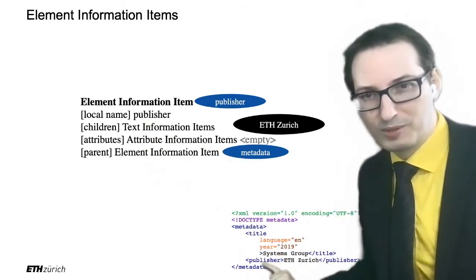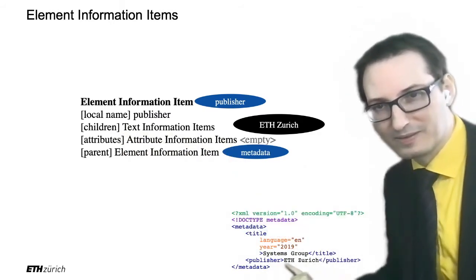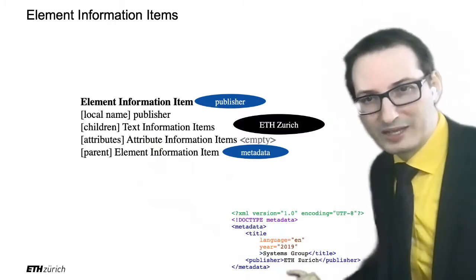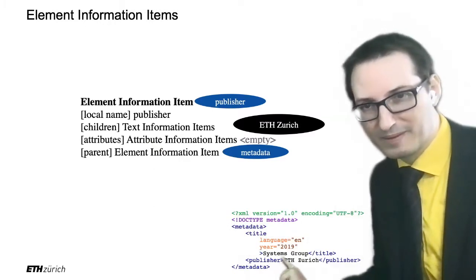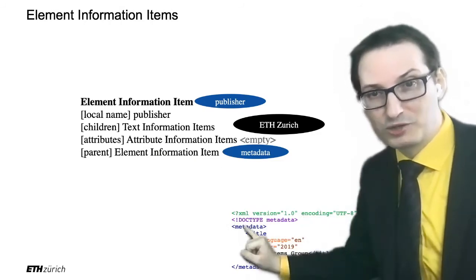So the local name is publisher. The children, well, it's just text, ETH Zurich, right? The attributes, well, there is nothing. There is no attribute there, right? Simply. And the parent is metadata, right? The parent of publisher is metadata.